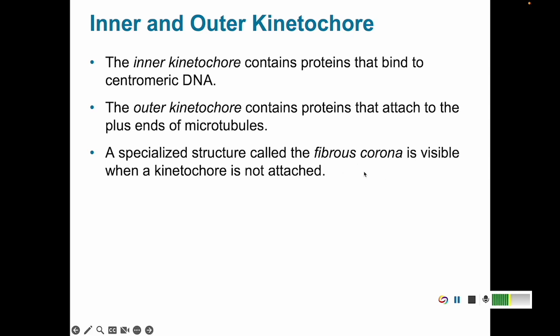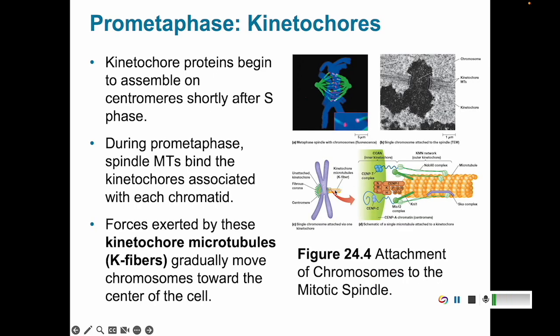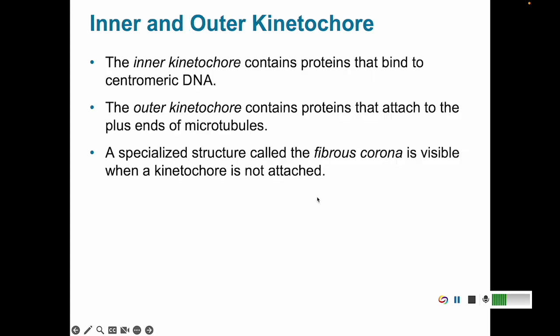There's also something called a fibrous corona. So here's a chromosome, and you can see at this end it's attached to a kinetochore. Here it hasn't attached to anything yet. While that chromosome is not attached to a microtubule yet, it forms what's called a fibrous corona. And that fibrous corona is going to be visible when the kinetochore is not attached.